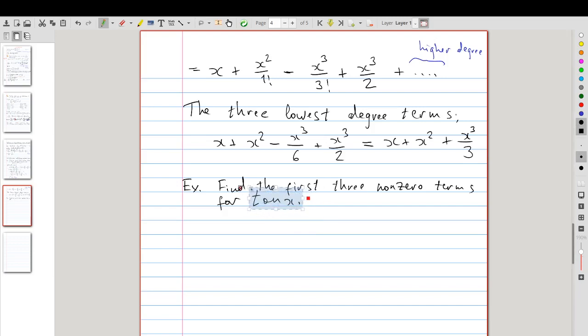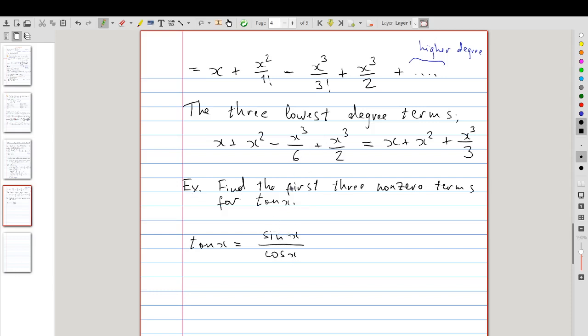So doing this using the definition would be okay. Tangent doesn't have a very complicated derivative, but for high order derivatives it wouldn't be particularly pleasant either. So what we're going to do is think of tangent x as the ratio of sine over cosine, and use the fact that we have Maclaurin series for both sine and cosine.